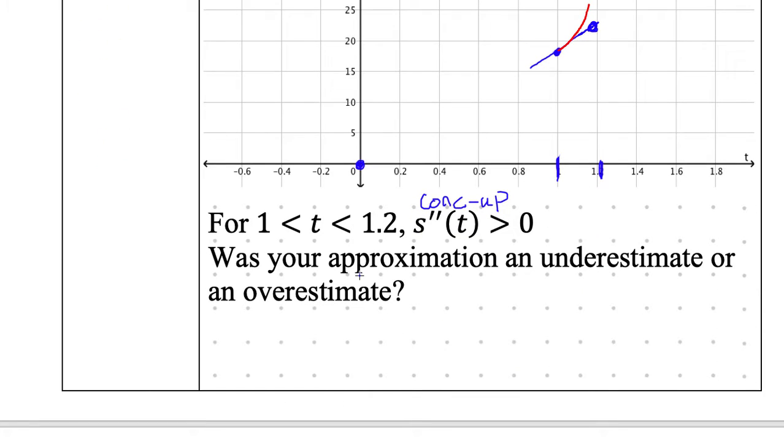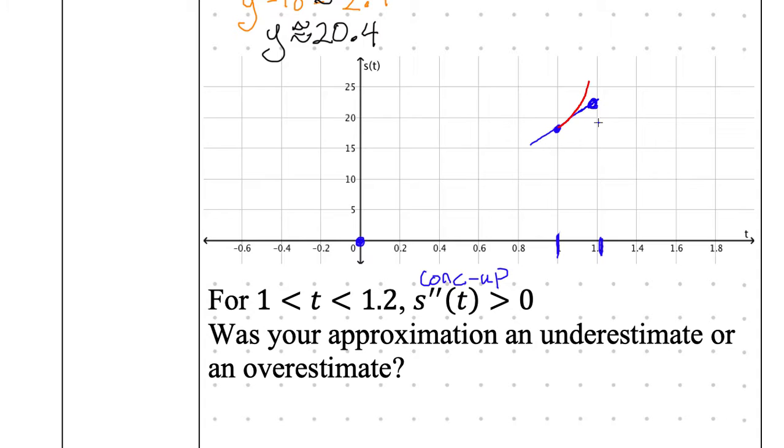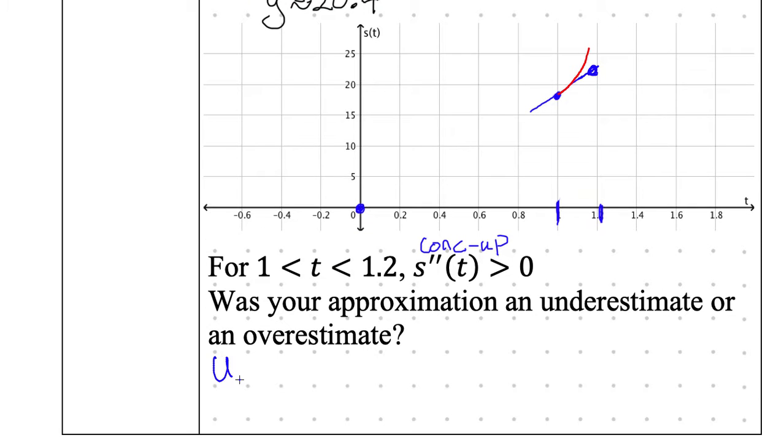So now I'm going to ask you, was this point on the blue line an under approximation or an over approximation? And compare it to the red line. Is it above or below? It's an under approximation. Why? And that's the question. The other line. It's under the red line.